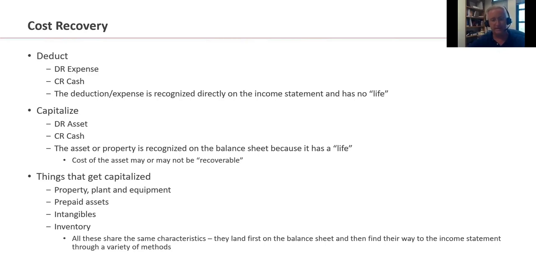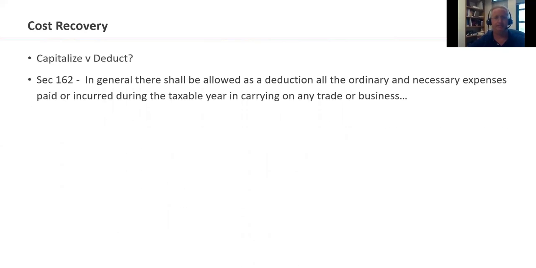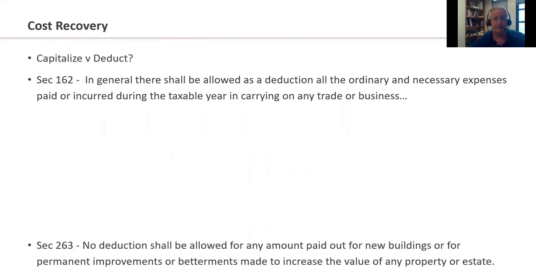And that way to the income statement comes through a variety of methods, but one of the primary ones is depreciation or amortization. So section 162, let's break into the tax law here for a second. So what we need to do is, when we incur one of these expenditures, do we capitalize it or do we deduct it? And we know 162 from chapter 9 says I can deduct all ordinary and necessary expenditures paid or incurred during the year in carrying on a trade or business.